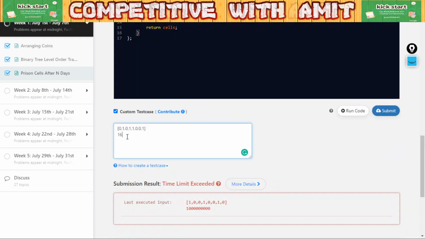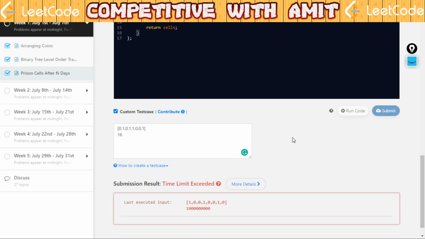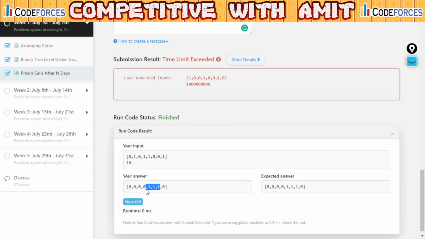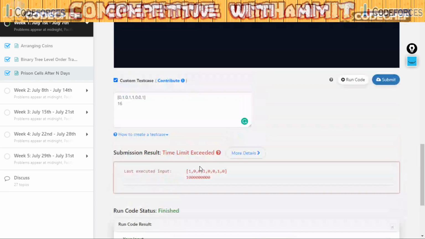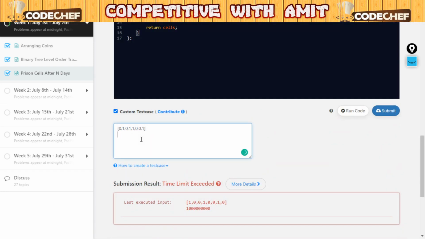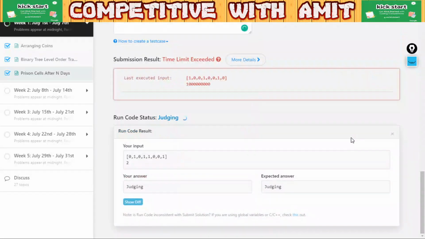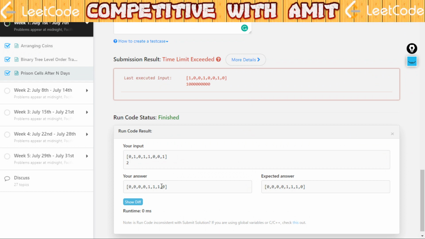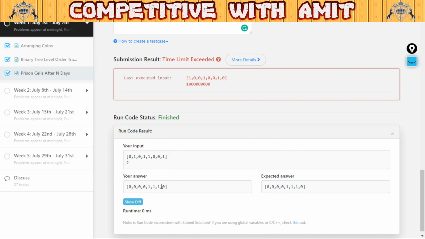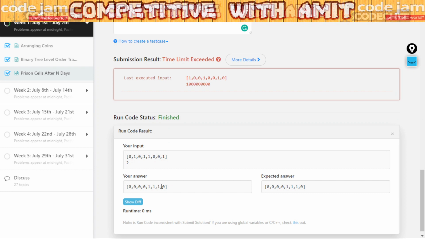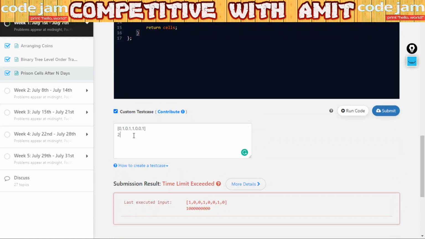So for 16 first I'll check. For 16 I'm getting these 3 ones from the last second index. Now I'll check for 2. So for 2 also I'm getting the same. So now we got that the remainder of 2 and the remainder of 16 are coming to be equal.